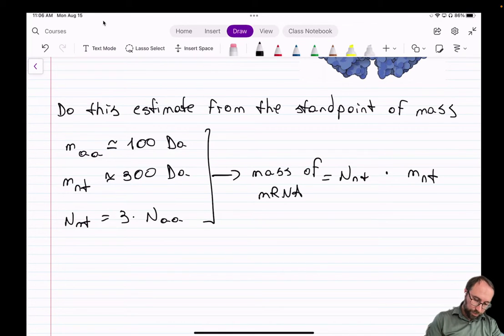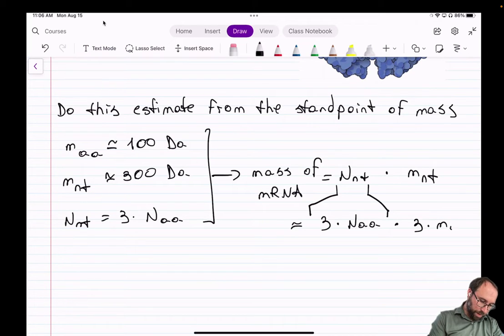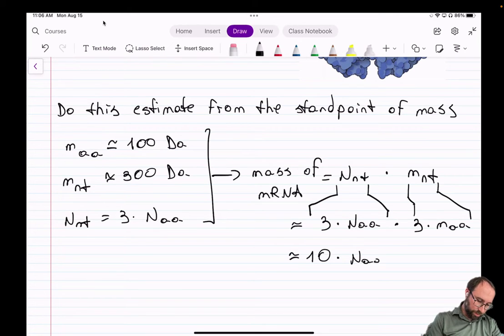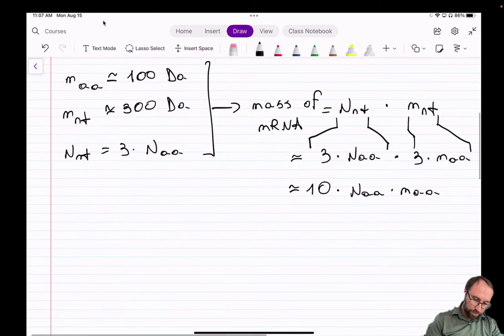But what is this? Well, the number of nucleotides is 3 times the number of amino acids, right? And the mass of nucleotides, you can think of it as 3 times the mass of an amino acid. Which tells us that this is on the order of 10 times the number of amino acids times the mass of an amino acid, which is basically 10 times the mass of the protein.